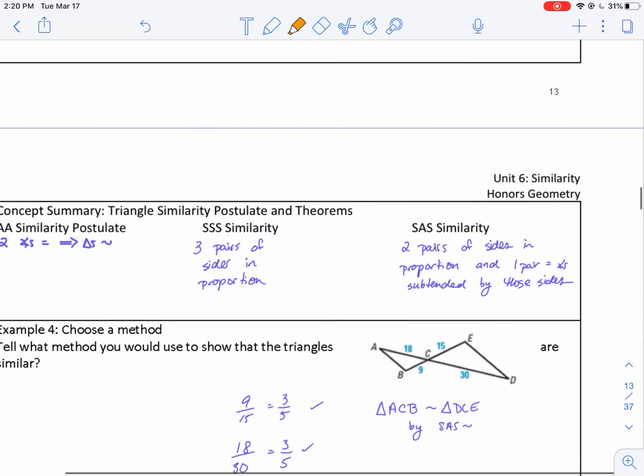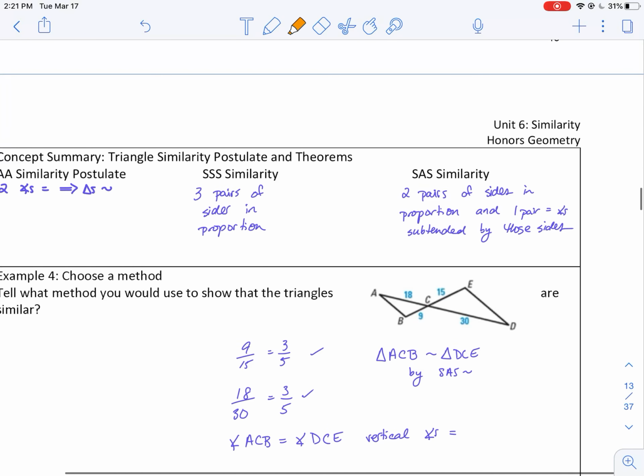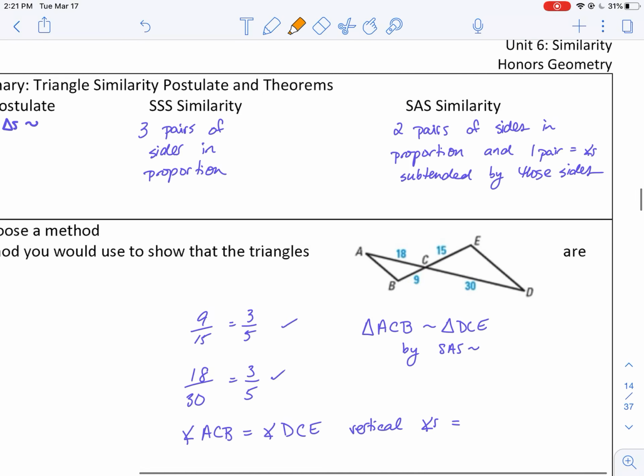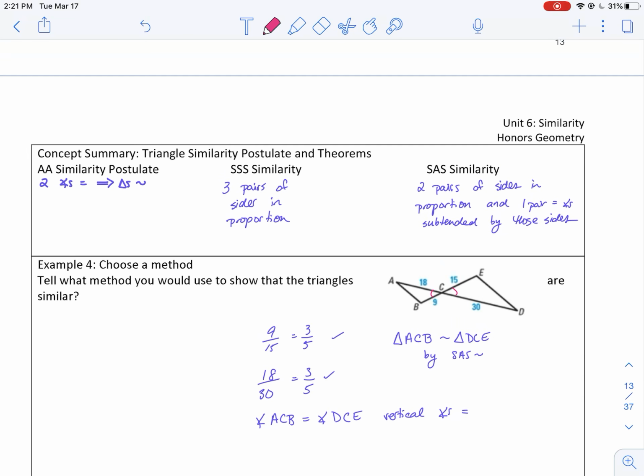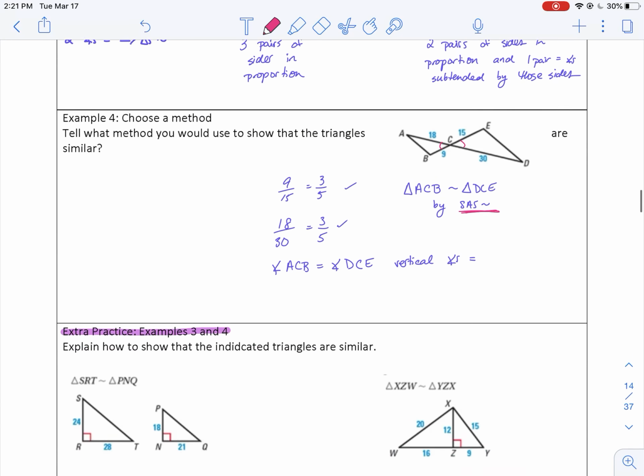All right, so first I have to check, are my sides in proportion? Yes, they are. Notice how I'm pairing up the smaller side with the smaller side and then the larger side with the larger side. And then I also know that my angle ACB has to be equal to angle DCE because vertical angles are equal. All right, and so I would use side angle side to show that my triangles were similar.